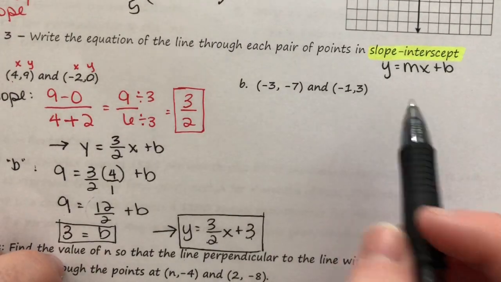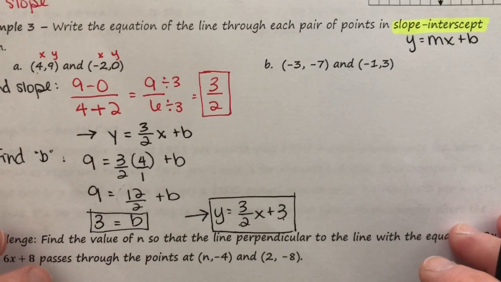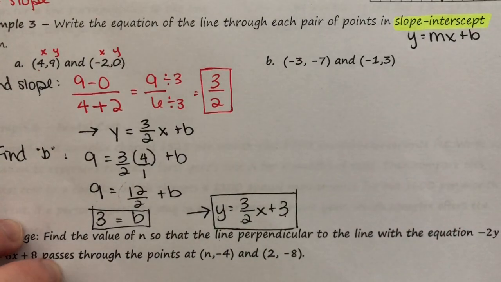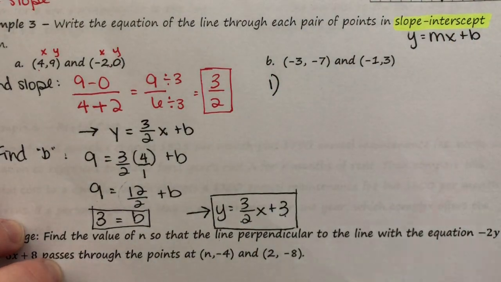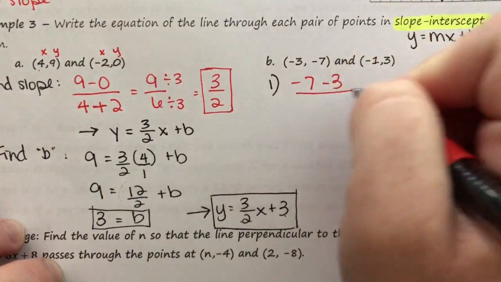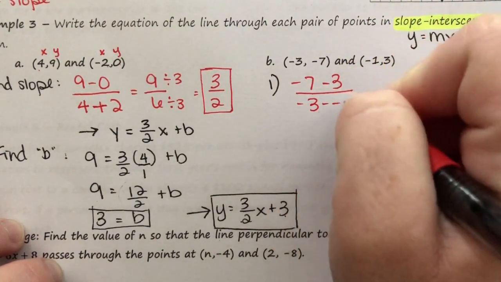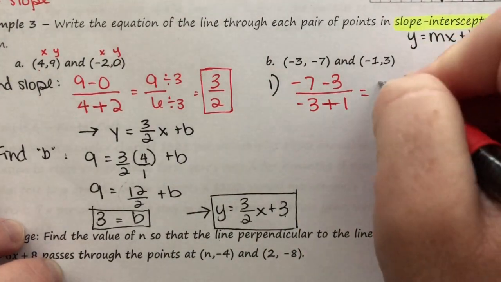Okay, same exact thing over here. And you are going to have problems like this on your assignment, which is why I'm showing you examples here. So please use this video to help you. Okay, step 1, we have to find the slope. So we're going to use y minus y over x minus x. Negative 7 minus 3 over negative 3 minus negative 1. Minus a negative becomes a plus.